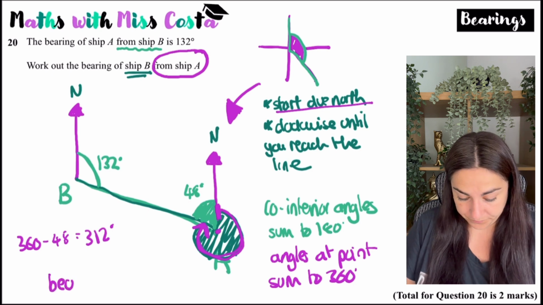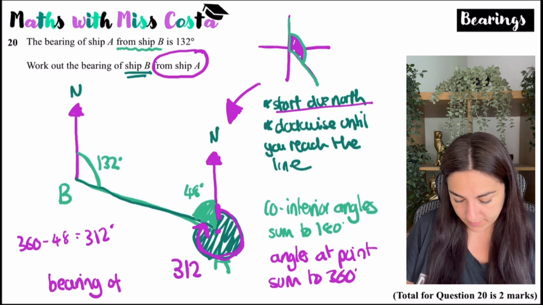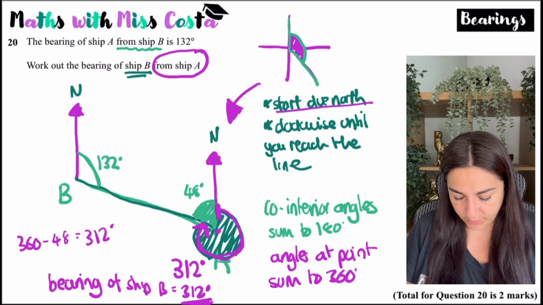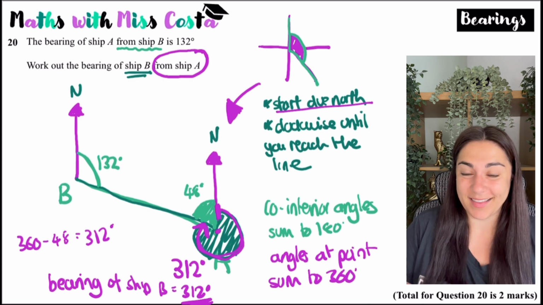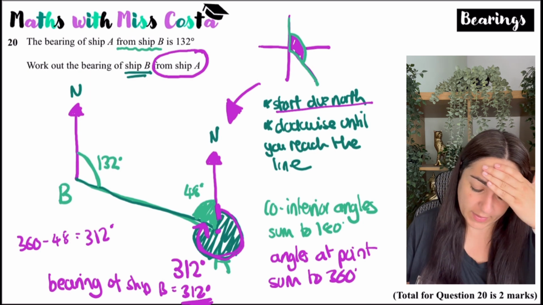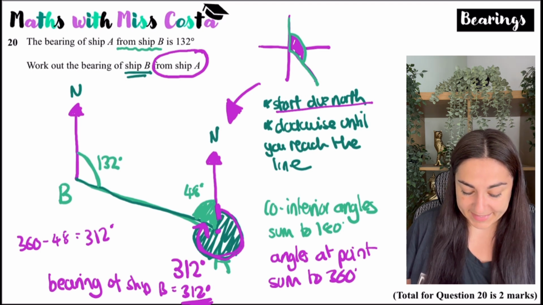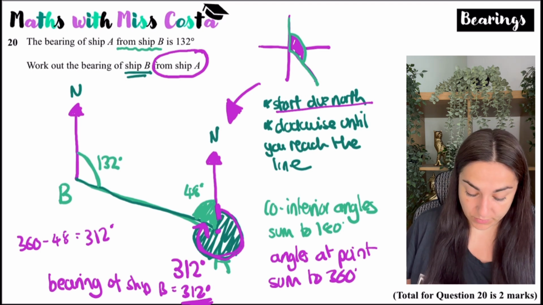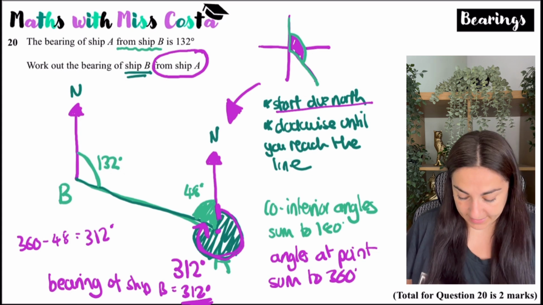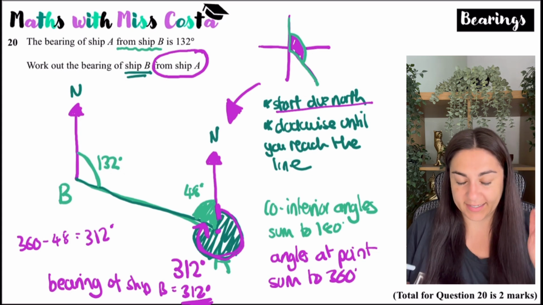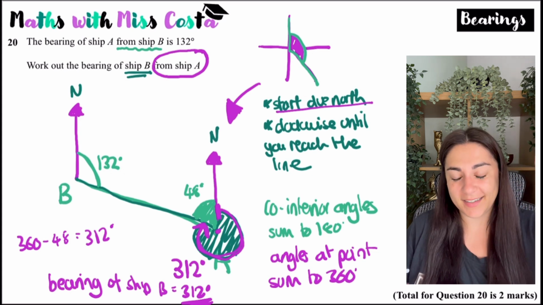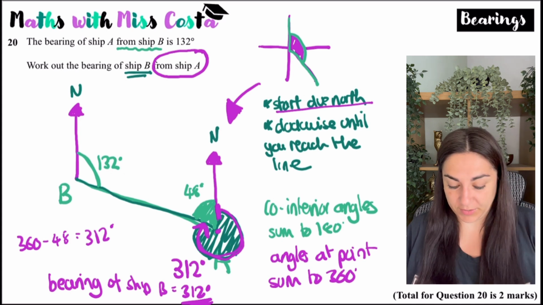And therefore, the bearing of ship B must be 312 degrees. So the common thing that people do is they either do 360 take away 132, or they just say 48. So the key thing is you start from where it says from, and then you go clockwise until you reach a line.